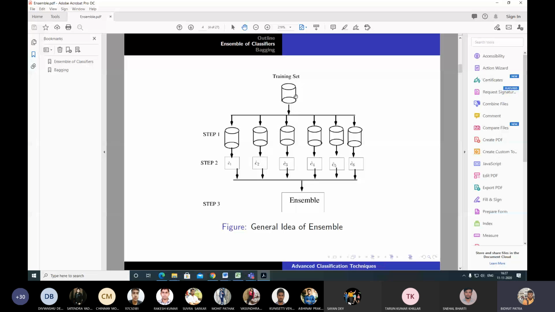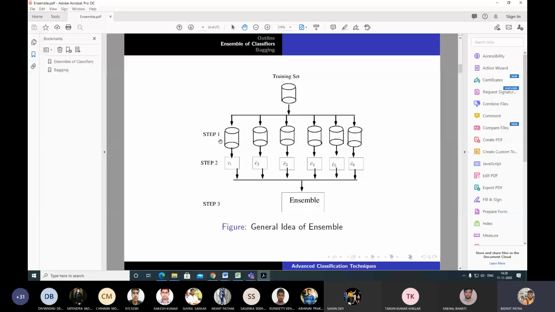Okay, so first you generate different training samples from the same training sample. How do you do it? You use what is called sampling with replacement. You do it different times, and since you are doing random sampling with replacement, as I said earlier, there is a chance that 66% of the samples will be new and about 33% of the samples will be duplicates.